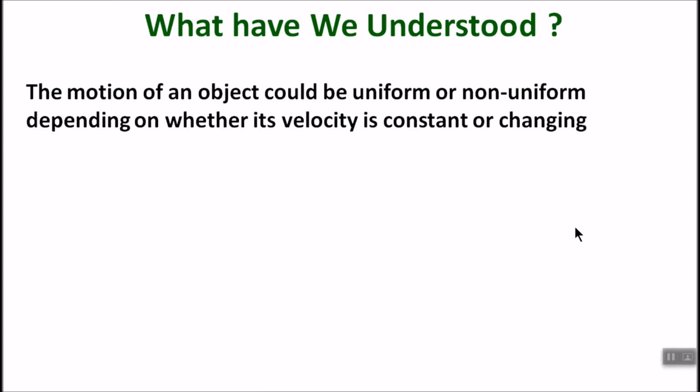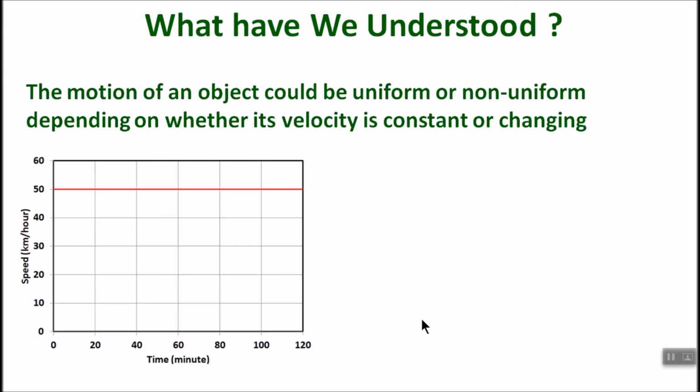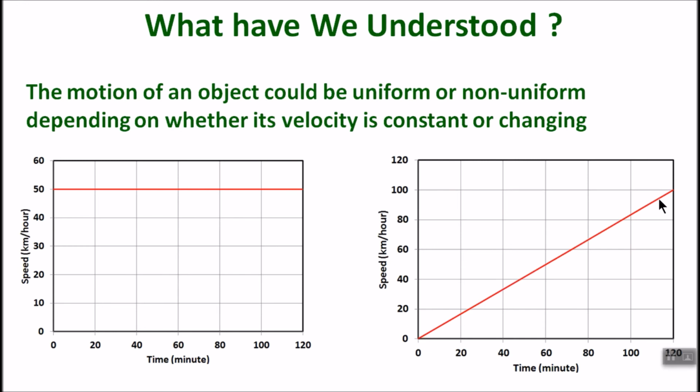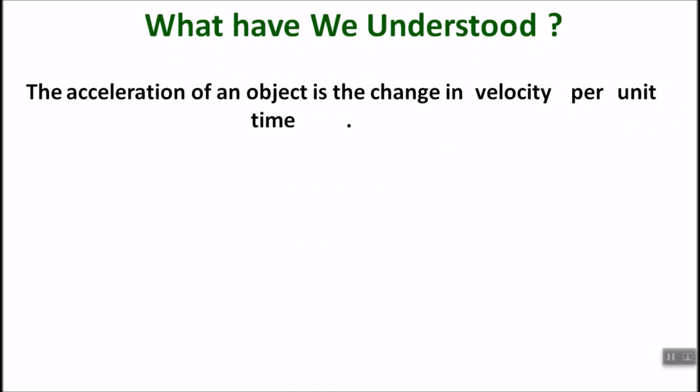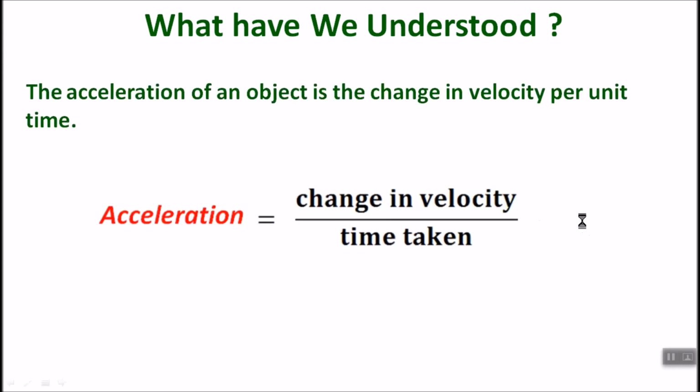The motion of an object could be uniform or non-uniform, depending on whether its velocity is constant or changing with time. This is an example of a constant velocity motion, where the velocity or speed remains constant throughout the time, and here the velocity or speed keeps on increasing, or it can be decreasing also with time. Speed and velocities can be graphically analyzed. The next important thing is the quantification of the rate of change of speed or velocity. This rate of change is called acceleration, and it is the change in velocity per unit time, defined as change in velocity divided by time taken.